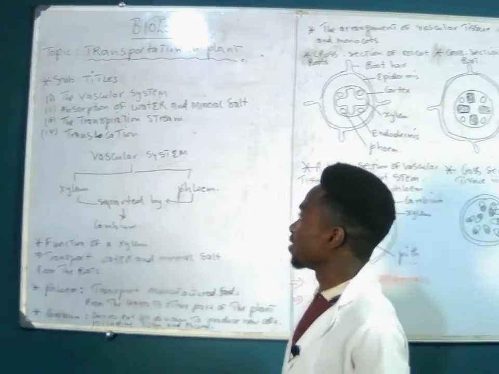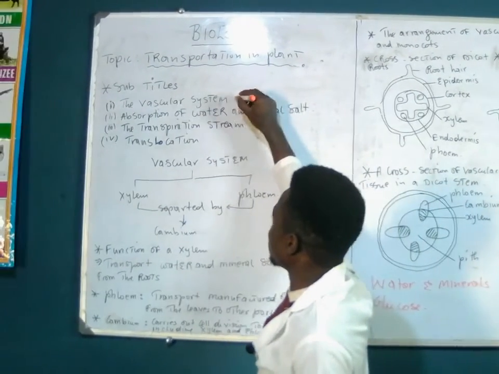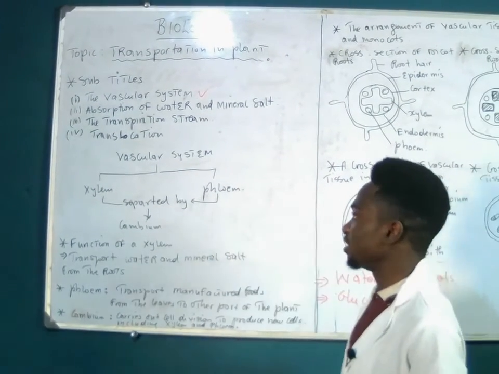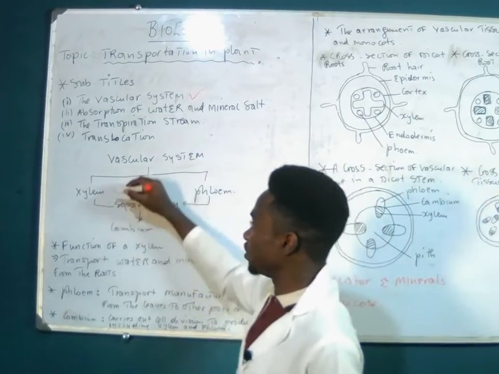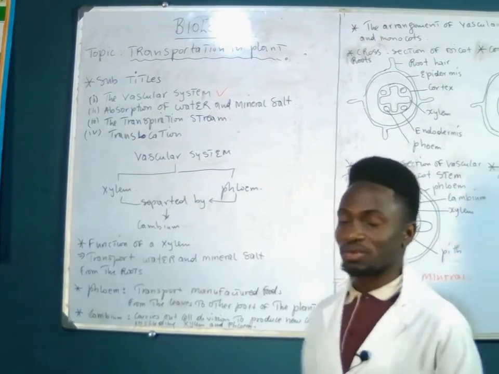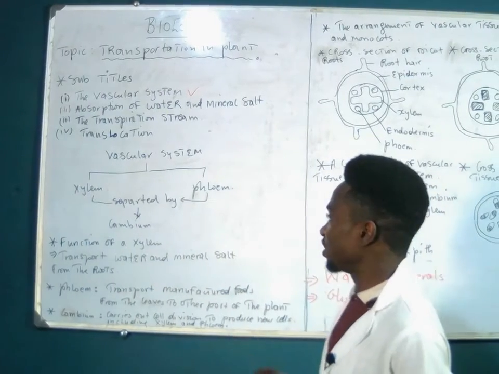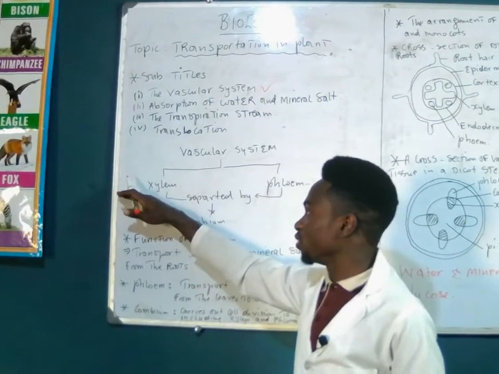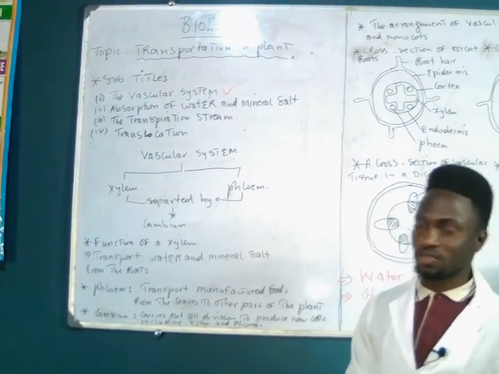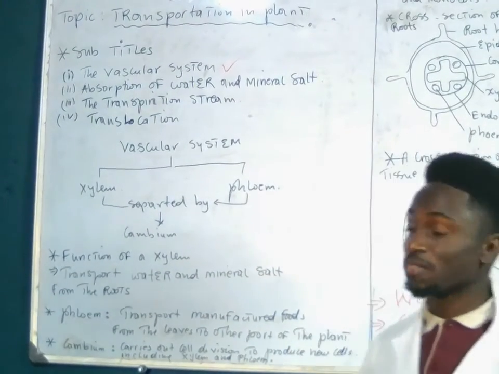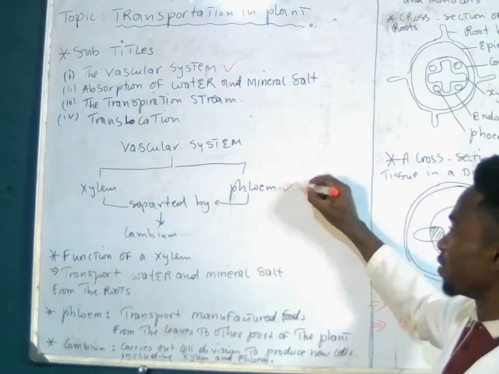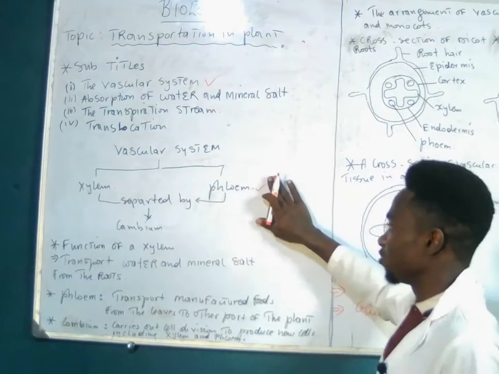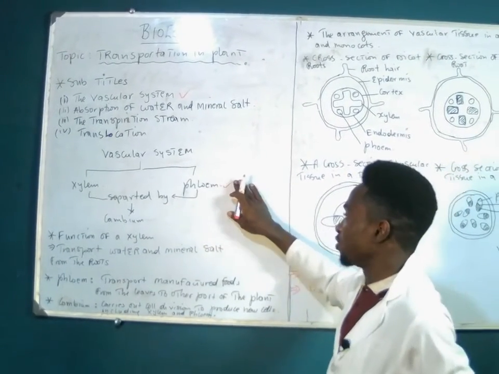Okay, so looking at our first subtitle, which is the vascular system, we have the following tissues that need to be understood. We have xylem and also phloem. The main function of xylem is to transport water and dissolved minerals, meaning from the roots up to the leaves where photosynthesis takes place. We also have phloem. The main function of phloem is to transport the manufactured food from the leaves to other parts of the plant.